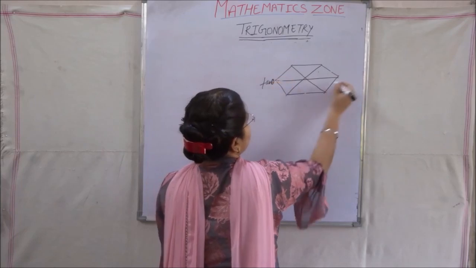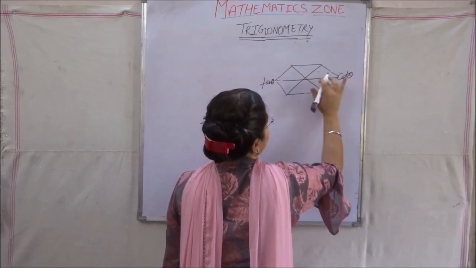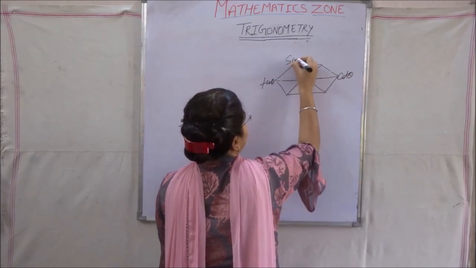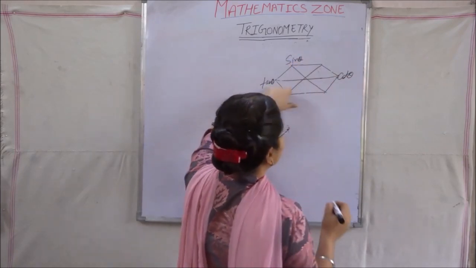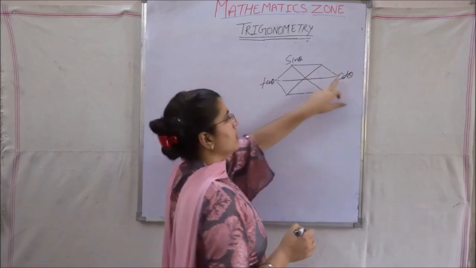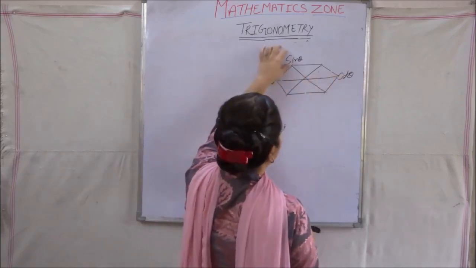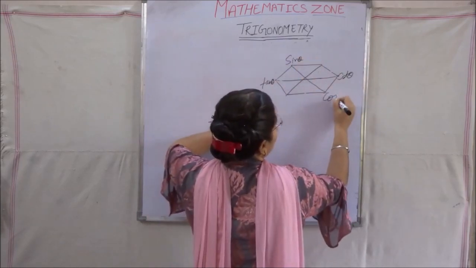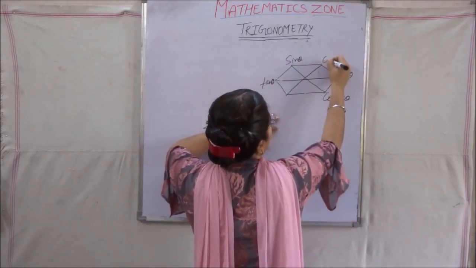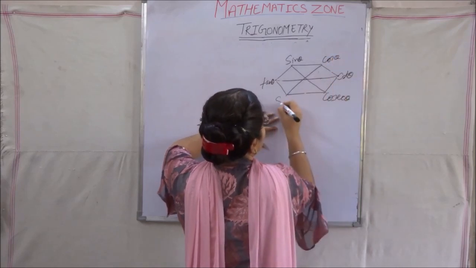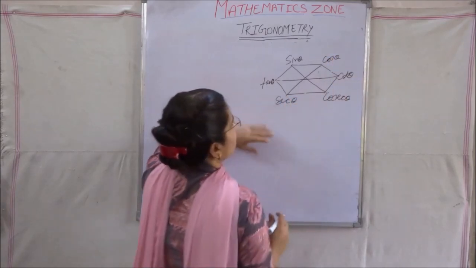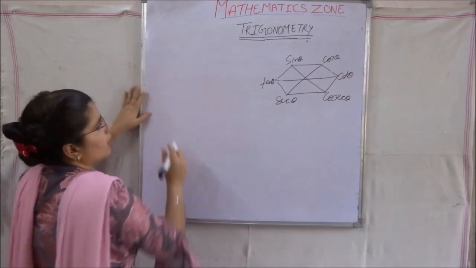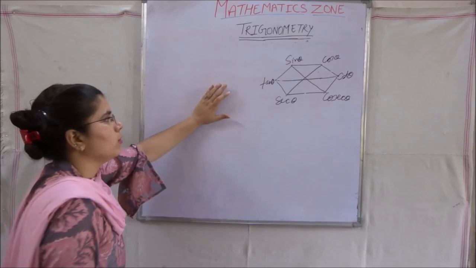This is tan theta, this is cot theta. Because the reciprocal of tan theta is cot theta, the reciprocal will be written in front of them. So sin theta, reciprocal of cosec theta. Cos theta, reciprocal of sec theta. So in this way we can draw a diagram. Now let's derive the formulas.